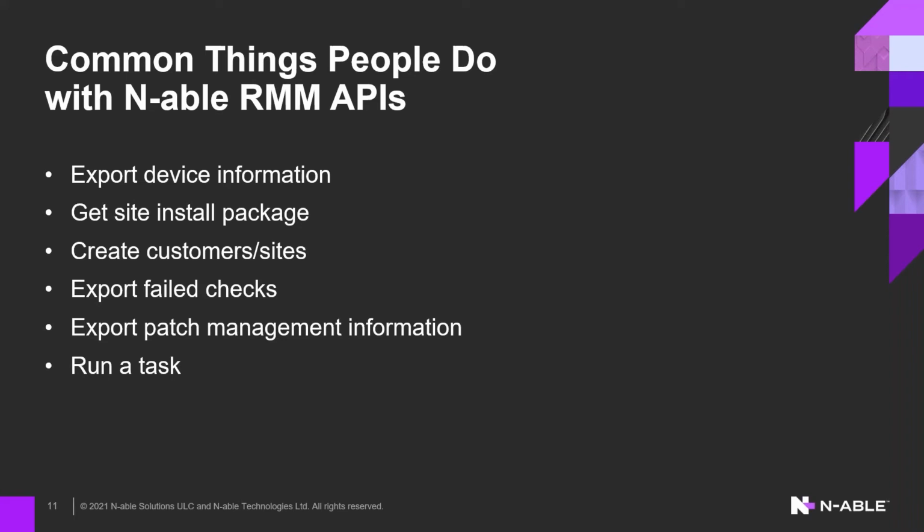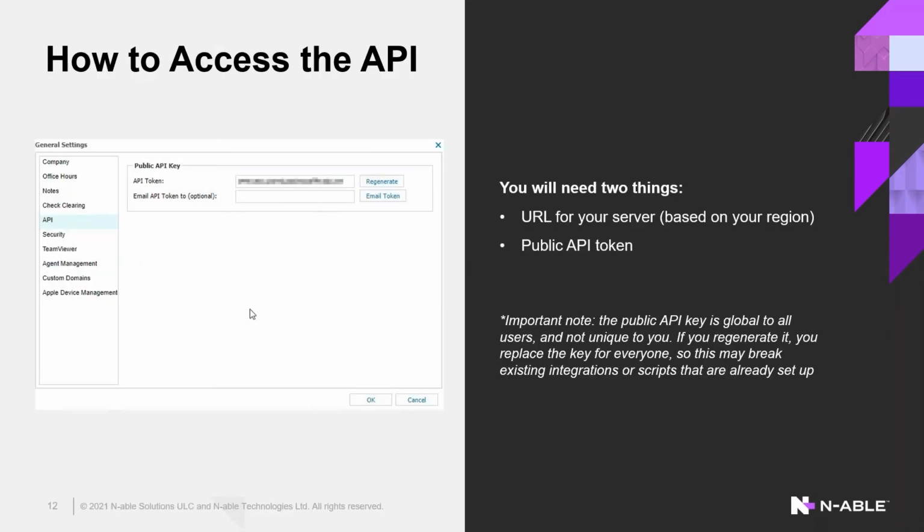You can create customers and sites, which is useful if you have a third-party PSA that you want to automatically generate stuff on our side. You're welcome to do that. You can export failed checks so that you can do a review periodically, which is cool. You can export your patch management info to do reports and data manipulation. And you can also run tasks or run scripts right from automation, from the APIs. So those are some of the common ones. To be honest, the list is quite long, but we'll see that in a few minutes.